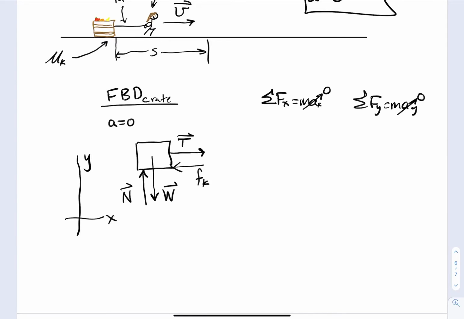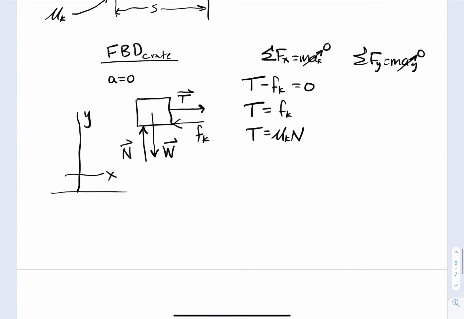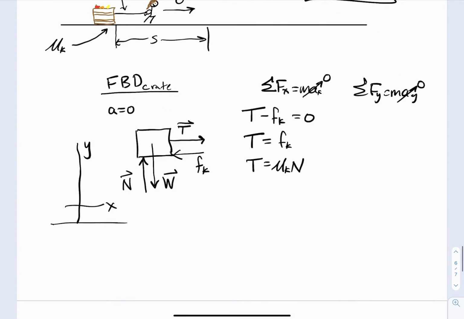The x direction forces, we have a tension and a friction, and the friction is going to the left, which I labeled negative in my coordinate system, so tension minus friction is 0. That tells us that tension is equal to friction, and friction is always the coefficient of friction times the normal force. So it looks like if we could figure out that normal force, we'll know the tension, and if we know the tension, we could determine ultimately the work done on the crate by Ryan.